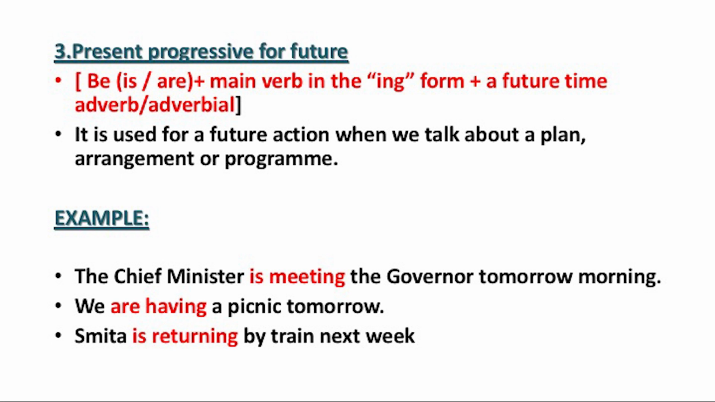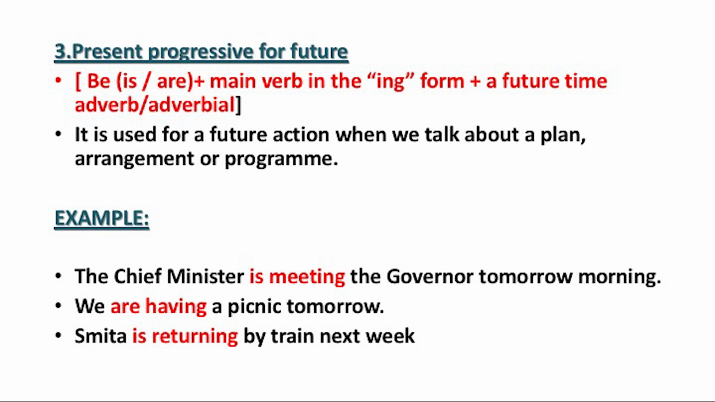There are some examples on the screen. The chief minister is meeting the governor tomorrow morning. Plans and arrangements for the meeting of the chief minister and the governor have already been made and they are meeting tomorrow morning. Tomorrow morning is the future time adverbial. Then another example, we are having a picnic tomorrow. We have made all sorts of arrangements. We have collected money, we have reserved a bus, we have purchased all the groceries and we are having a picnic tomorrow. So, the personal arrangement for future.